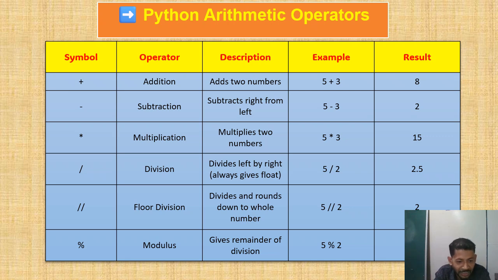If you write double slash, suppose 5 double slash 2, that is called floor division. That means it will show the rounded figure. It will not show the remainder. 2 2s are 4, 1 left, so 2 will be the answer. If you write the percentage sign, that is modulus, it gives the remainder part. 5 divided by 2, that means the remainder is 1. It will show the remainder part.